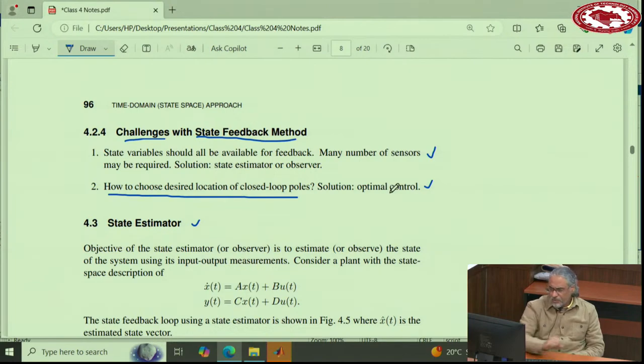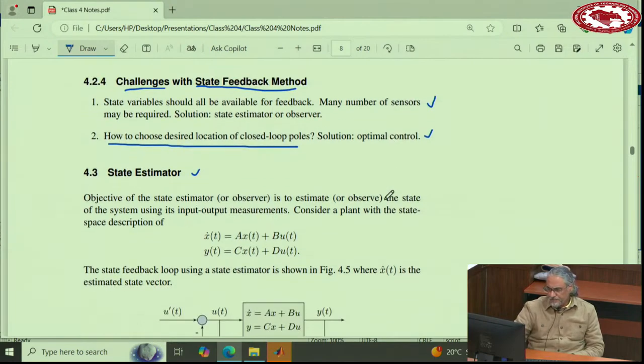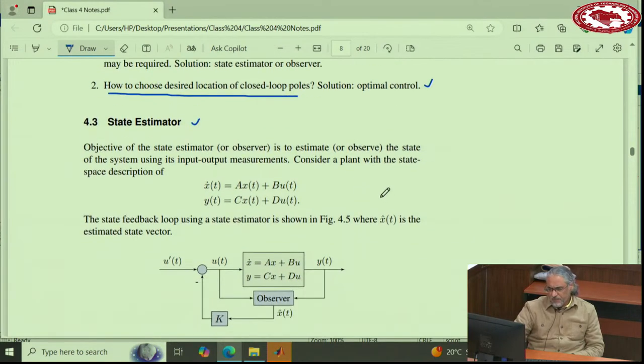So let me talk about these two quickly. State estimator, the concept is this. If I have a plant or a control system here with these state equations, and obviously I have access to its input and to the output, but I don't have access to its state, and I don't want to put sensors, can I design an observer or a state estimator that receives these two that I have, input and output, and estimates the state of that system for me?